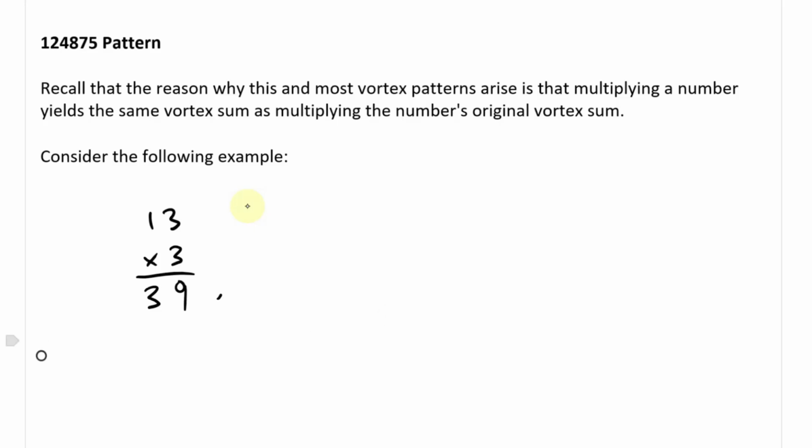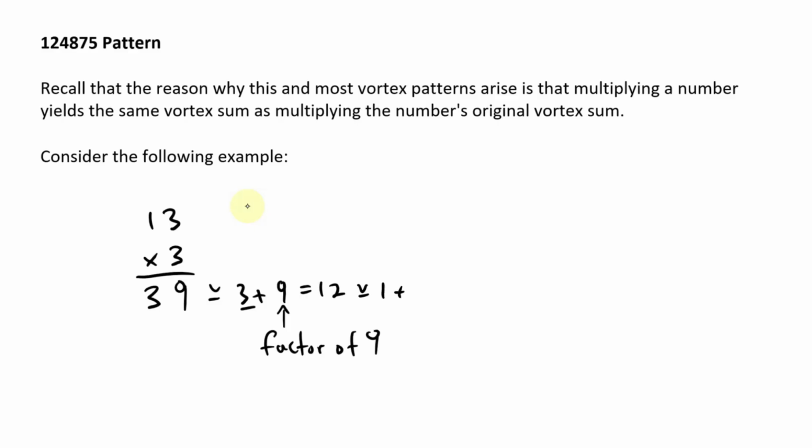The vortex sum of 13 is 2, since 1 plus 3 equals 4, no wait, v equals 2 for the 3 plus 9 side. We could add these up, but 9 is a factor of 9, and we're doing it base 10, so this is going to be equal to 3. Or you could just continue further: 39 is 12, and v equals 1 plus 2 equals 3. So yes, as expected, it is 3.